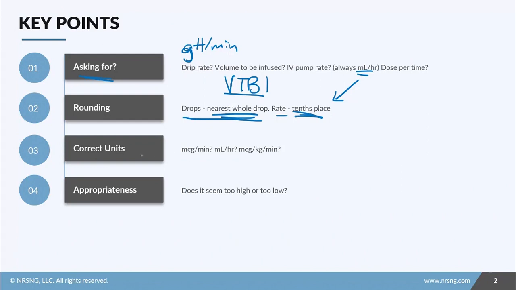Make sure that you end up with the right units. You could be looking for a lot of different things like micrograms per minute, milliliters per hour, micrograms per kilogram per minute. So just make sure that you know what it is you're looking for. And then always verify appropriateness. Does it seem too high, too low? Just make sure that it seems like an appropriate dose.